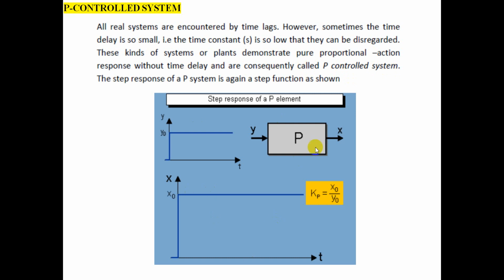As shown in the figure, the step response of the P system is again another step. This is the P control system. The input is Y, the output is X. When I give a step signal at the input of the P control system, we get another step signal, which is the response of this system. And we can find the value of Kp by dividing the amplitude of the output by the input. This is what we are going to demonstrate today.